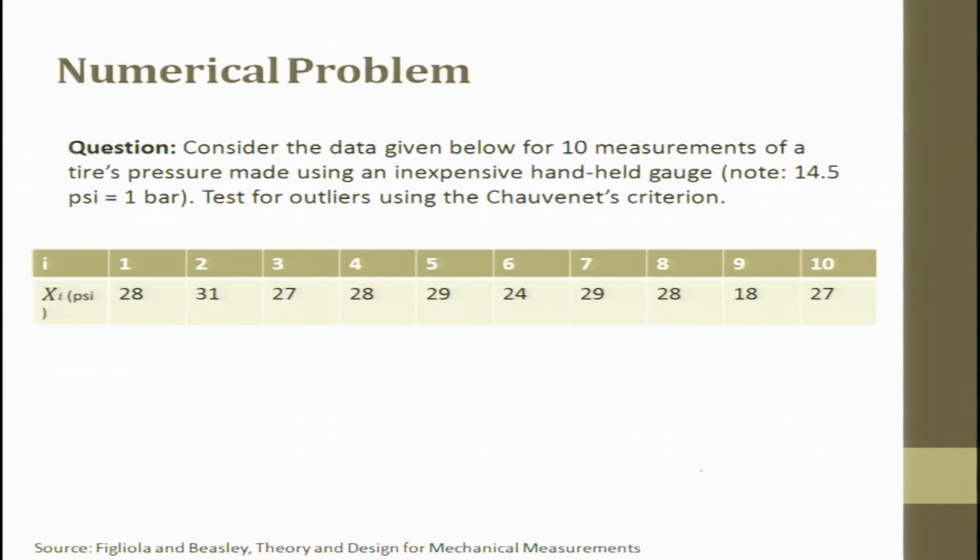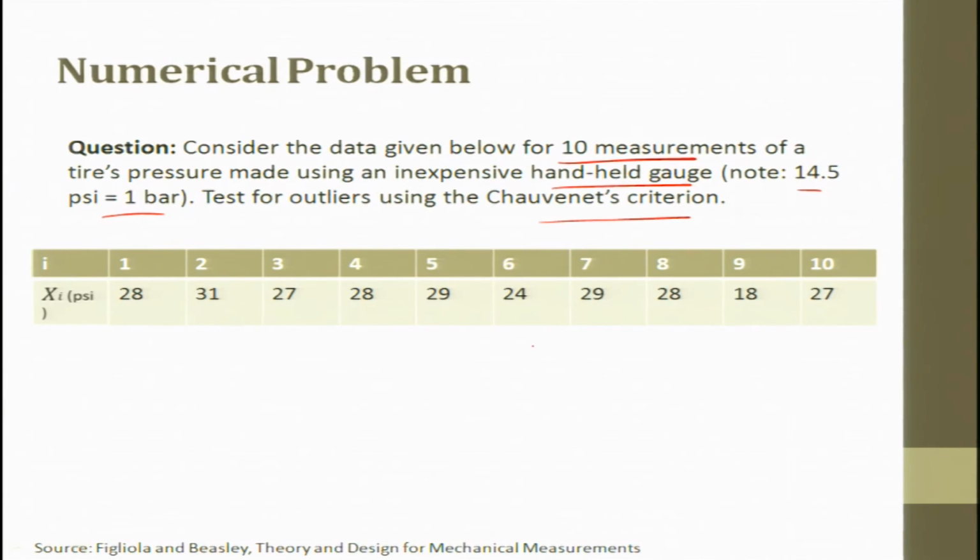So, let me try to see this problem here. We have 10 measurements of a tire pressure made using an inexpensive handheld gauge. Test for the outliers using Chauvenet's criterion. 10 measurements, and we have this observation table here.